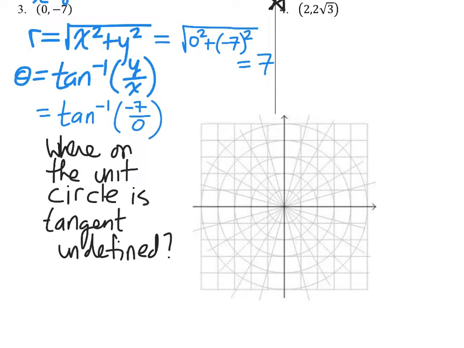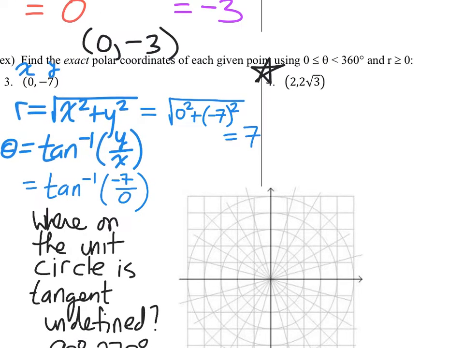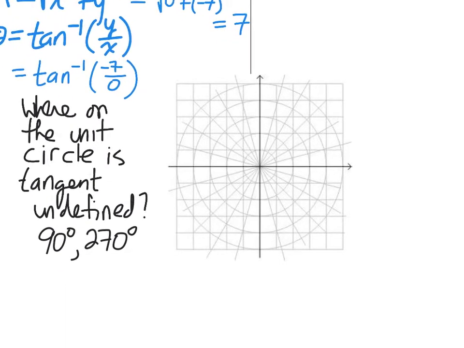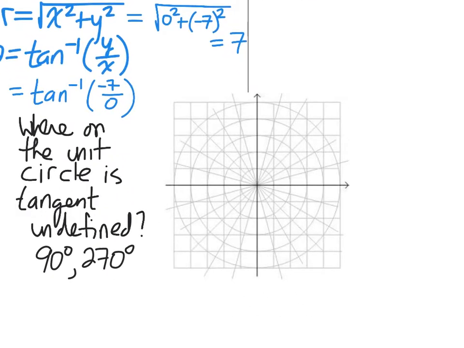All right, so just going around the unit circle, where would you expect tangent to be undefined? Pi over 2 and -pi over 2. So we would say 90, to keep it in this domain, 90 and 270, because they're calling for 0 to 360. So if I were to plot this set of coordinates, 0, -7, on the rectangular coordinate system, 1, 2, 3, 4, 5, 6, 7, it would be somewhere around here, 0, -7.